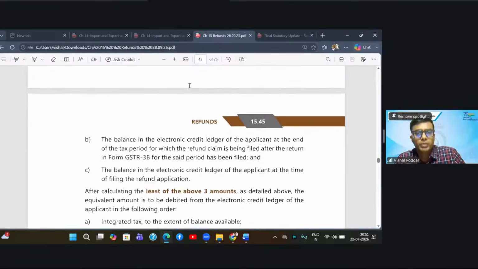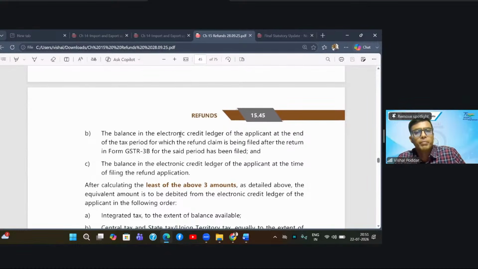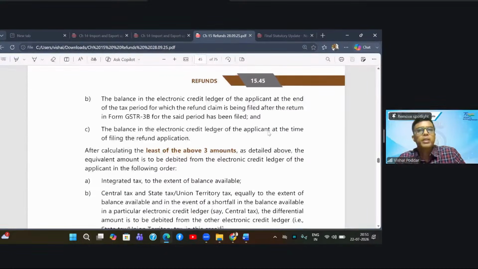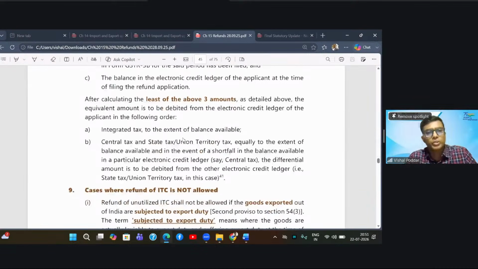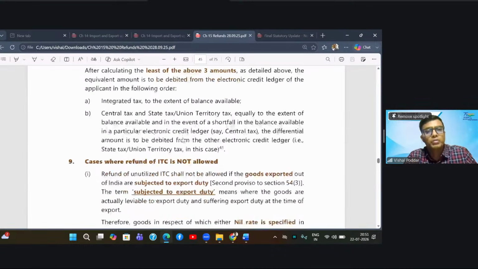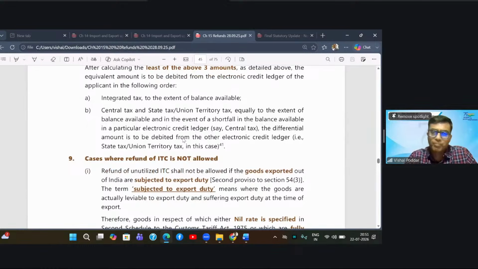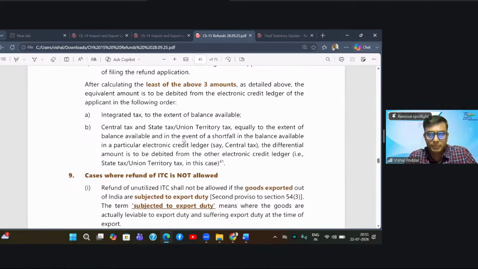First, amount as per the formula. Second, the balance in your electronic credit ledger at the end of the tax period, and third, the balance in the electronic credit ledger at the time of filing refund application. So logically, whatever amount you get from the formula, that much amount should be there in your credit ledger. So we are taking the least of three. So if in your credit ledger you have less amount, you will be given lesser refund.